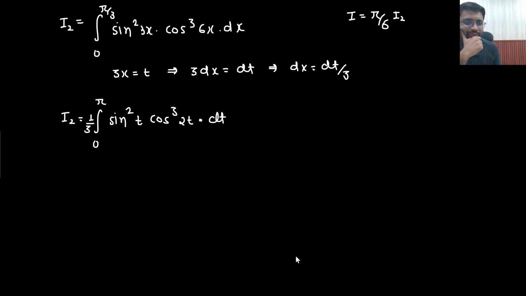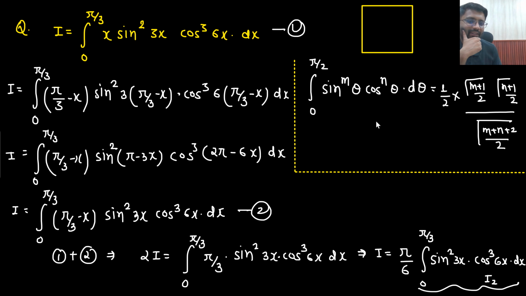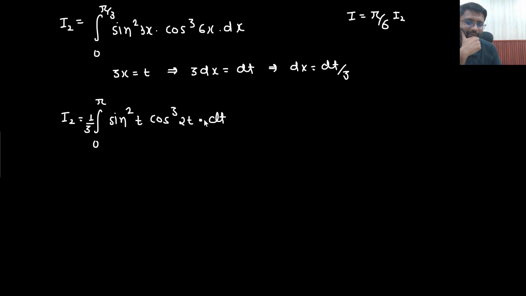What you can do now? Again, there is a problem, no? 2t and t, this is a problem. You cannot apply this formula till this point. Both angles should be same, but these angles are not same.